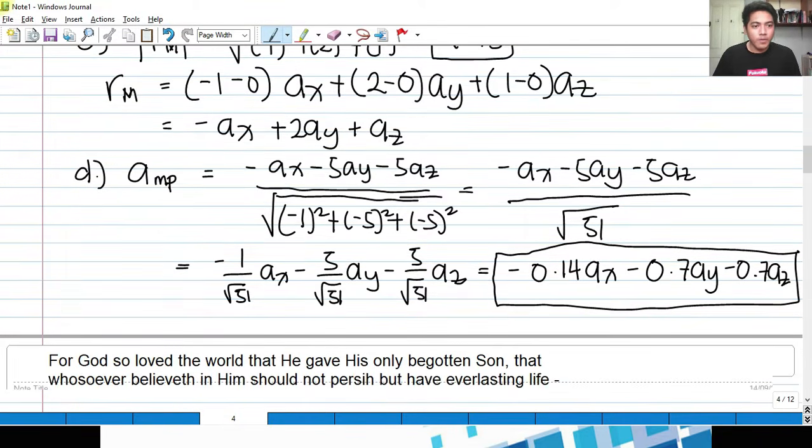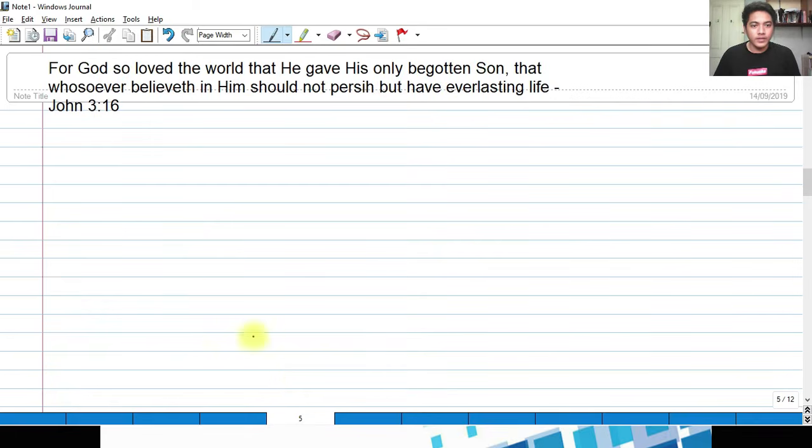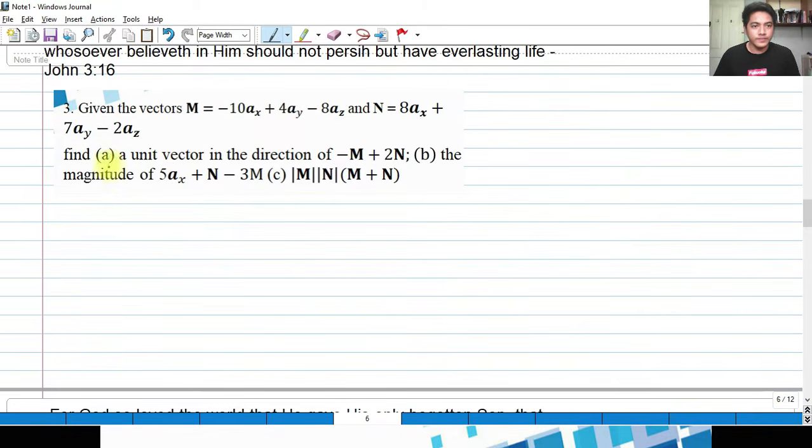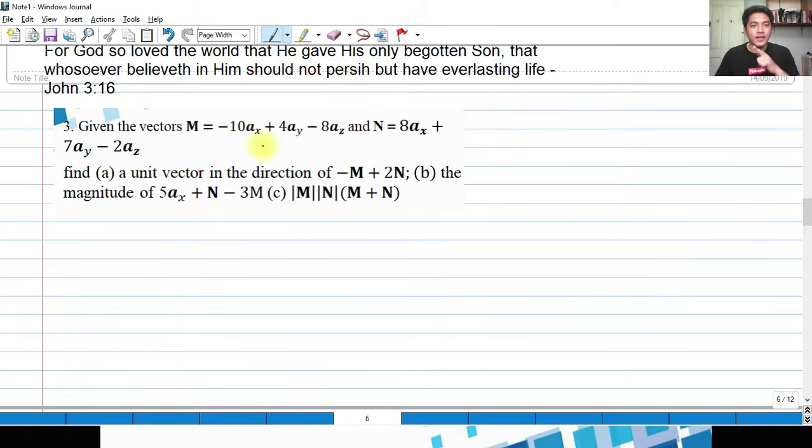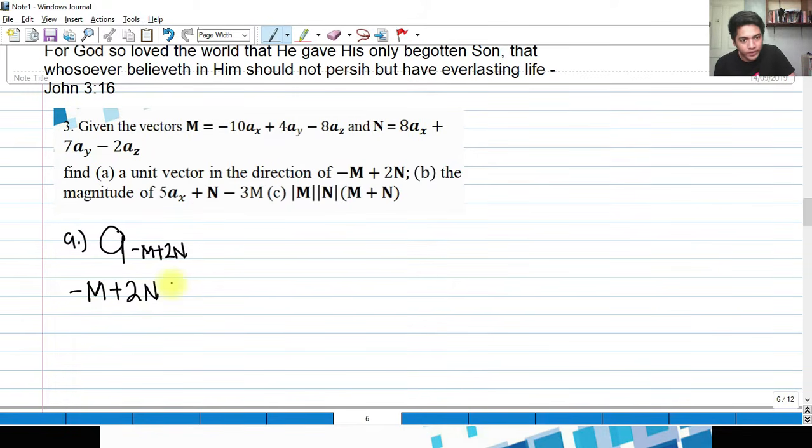Moving on to problem number 3. Given vectors M equals negative 10 a_x plus 4 a_y minus 8 a_z, and N equals 8 a_x plus 7 a_y minus 2 a_z. Find letter A, the unit vector in the direction of negative M plus 2N. First, before we can get the unit vector, of course, we need to get negative M plus 2N.